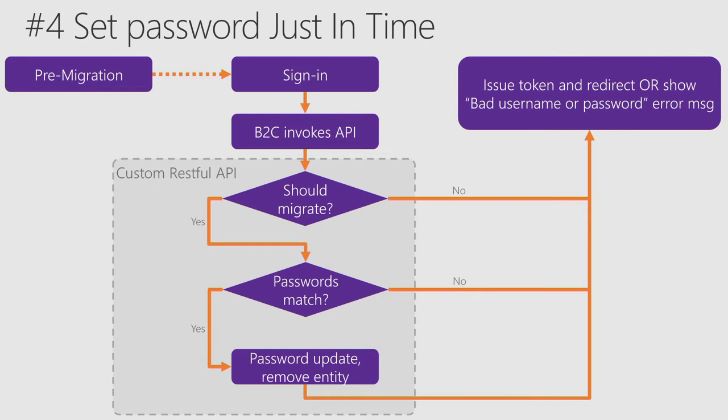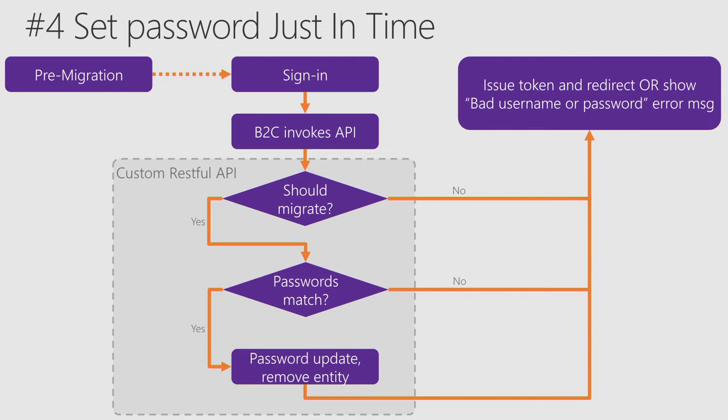Again, B2C sends the input claims, username and password. We run the following business logic. Should migrate? If no, just return the control back to B2C. If this user should migrate, does the password match?